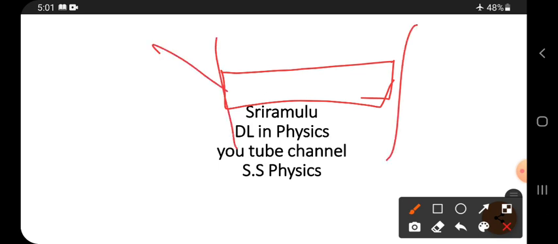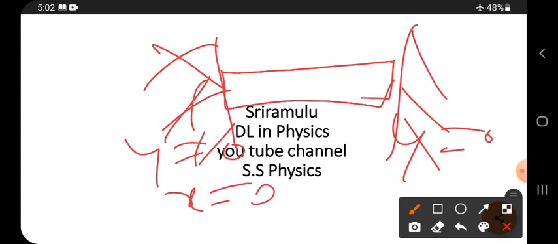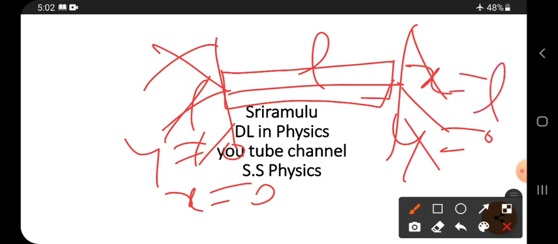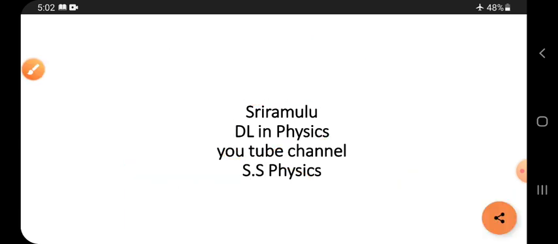Fixed means like this. When both ends are fixed, we have written the boundary condition y = 0 here and y = 0 here. The beginning point is x = 0, and from here to here the length is l, so this end is x = l. At both ends the y value is 0. So that is for the fixed one; now let us see the free one.